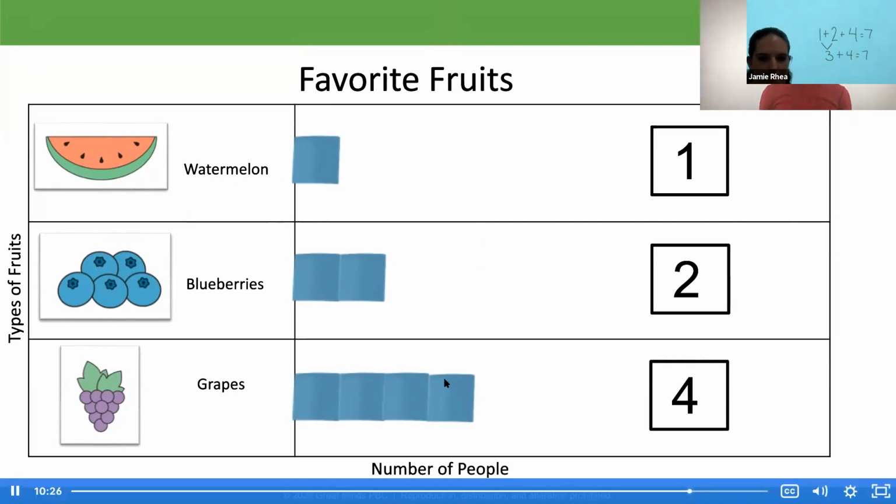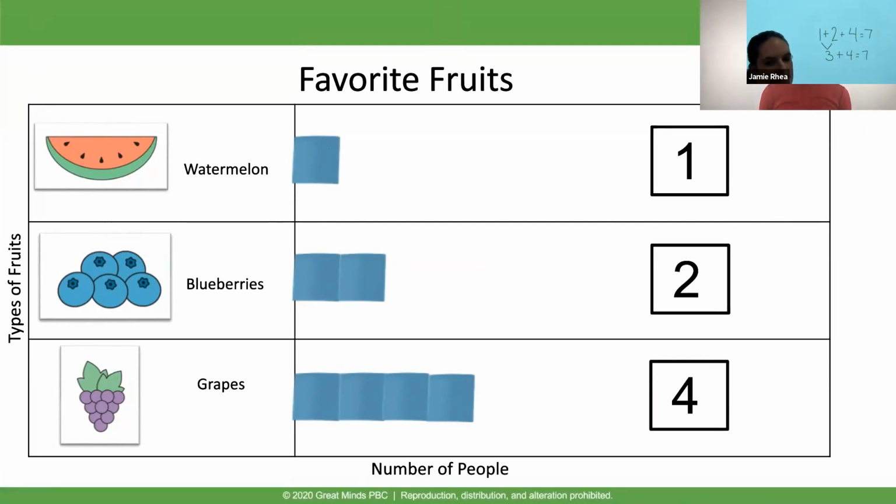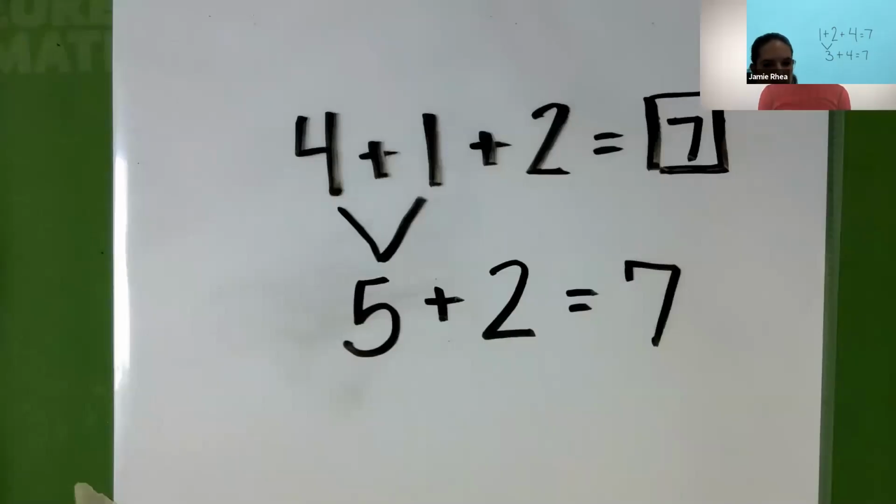That's right, 7 people. Go ahead and write a number sentence on your personal whiteboard. Show me how you got this answer. That's how I got mine. You may have done it differently. 4 plus 1 plus 2 equals something. First, I knew that 4 plus 1 equals 5. And then, as a mathematician, I already know that 5 and 2 more equals 7. You may have written a different number sentence, and that's okay. No matter the order, we will still get an answer of 7.